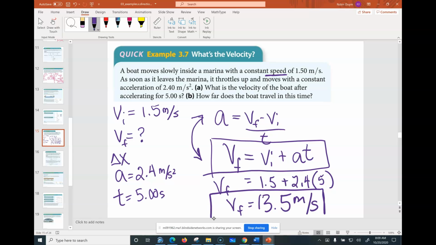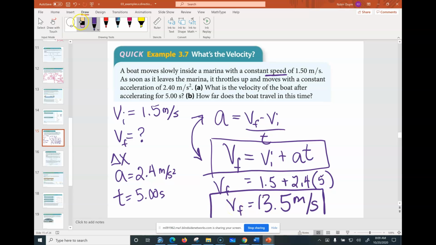So that means he's starting out at 1.5 meters per second. He throws the throttle in for 5 seconds. His boat is accelerating. It's speeding up 2.4 meters per second every second. So if he does that for 5 seconds, this is what his final velocity is going to be. Look what part B has you do. We're finally going to find displacement. You're going to need that equation sheet. So pull up that equation sheet.